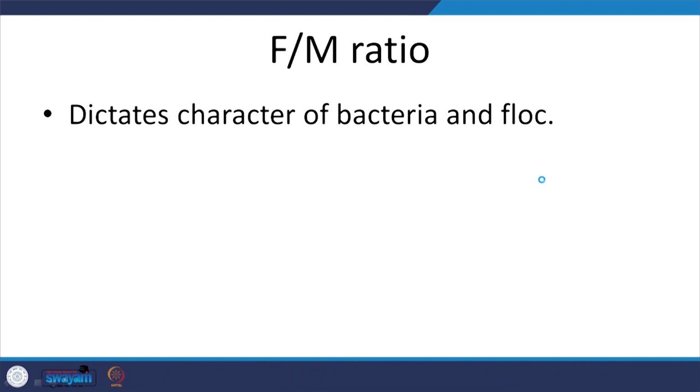Let's move on. So the F by M ratio, right? This is one other critical aspect. Food by microorganism ratio. When we say food, it's our waste that we are talking about, and obviously microorganisms. We need to look at this ratio because we need to understand the optimum conditions that will lead to optimal settling of the sludge and also optimal removal of our waste from the relevant wastewater, right?